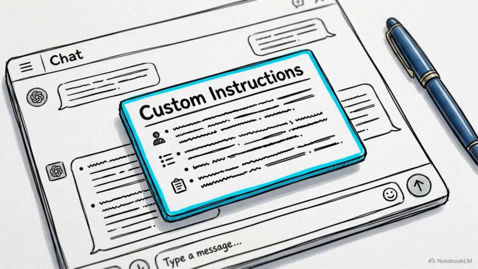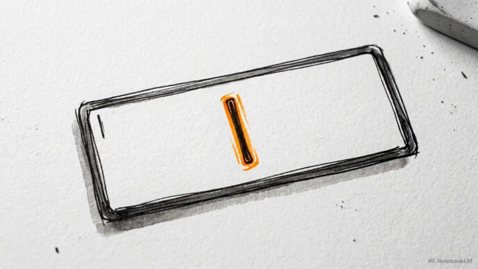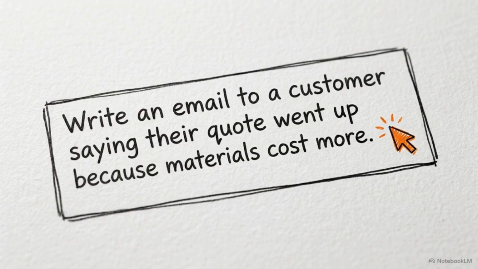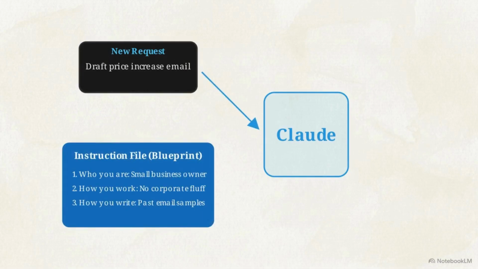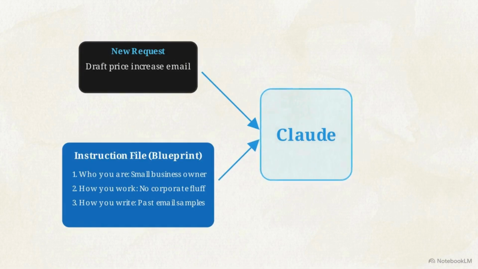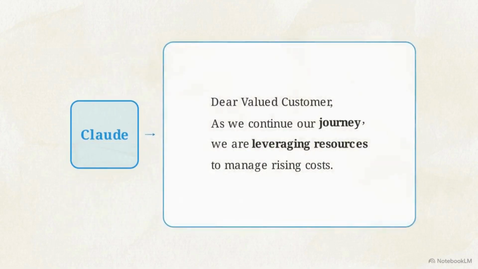Now, just copy all of that text and paste it into Claude's custom instructions, or attach it to a project knowledge base. Let's test it. Instead of a highly detailed prompt, we'll just type 1 sentence. Write an email to a customer saying their quote went up because materials cost more. Claude already knows the context. It reads your instruction file first, studies your past emails, and immediately drafts a response that sounds like you.